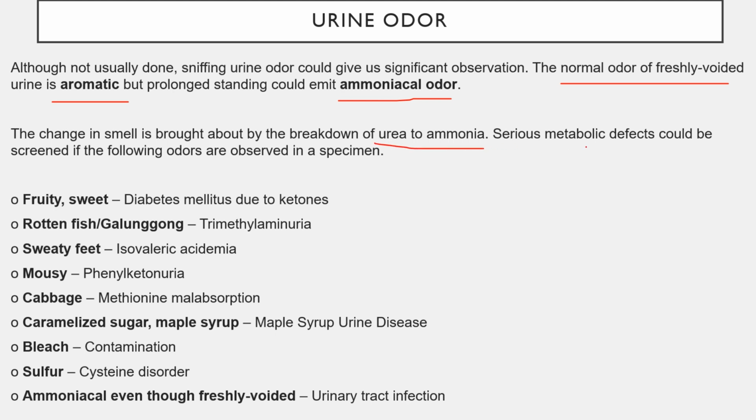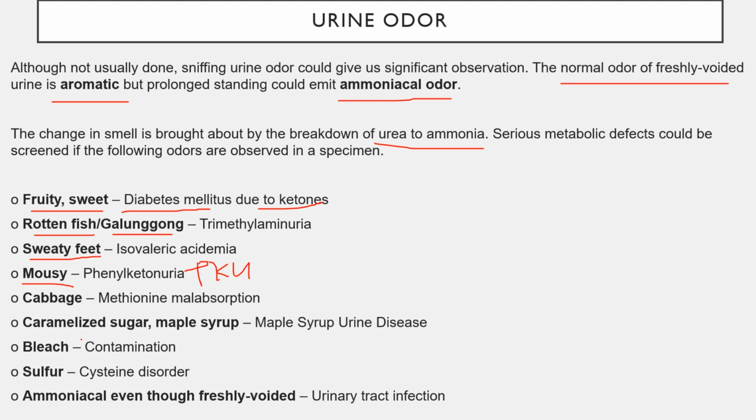But there are certain serious metabolic defects that could be screened if the following odors are observed. So pag fruity or sweet yung odor, most likely diabetes mellitus due to ketones. If it is rotten fish or smells like galunggong, you have a metabolic disorder, trimethylaminuria. If it smells like sweaty feet, isovaleric acidemia. If it's mousy, yung odor, PKU or phenylketonuria. Or if it smells like cabbage, there is methionine malabsorption.